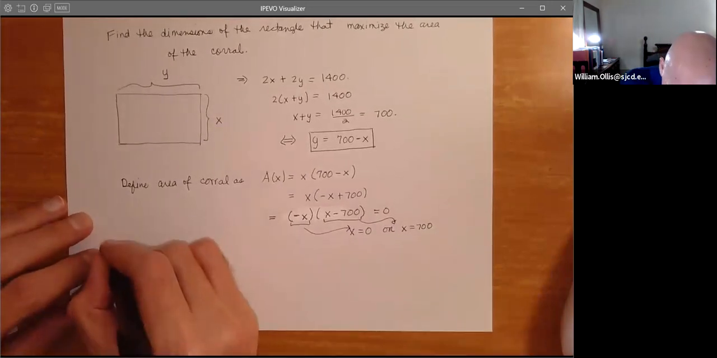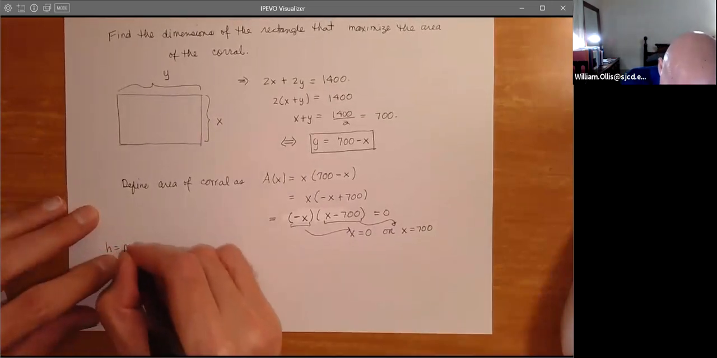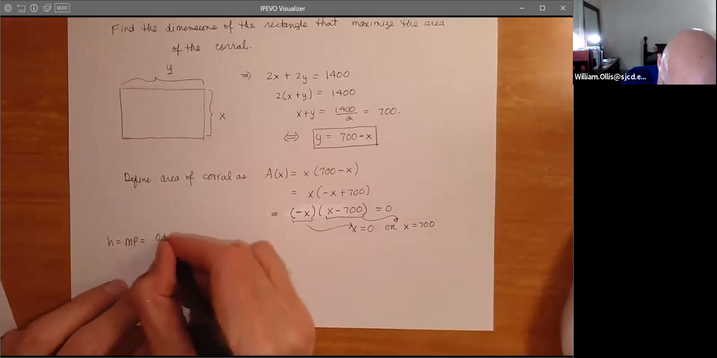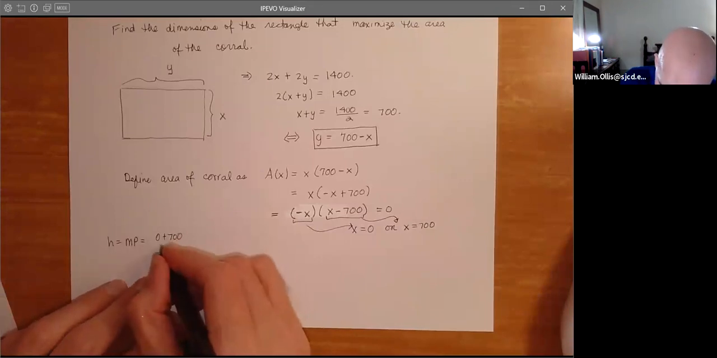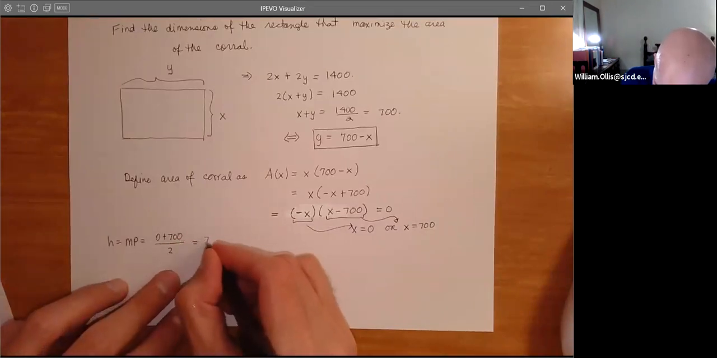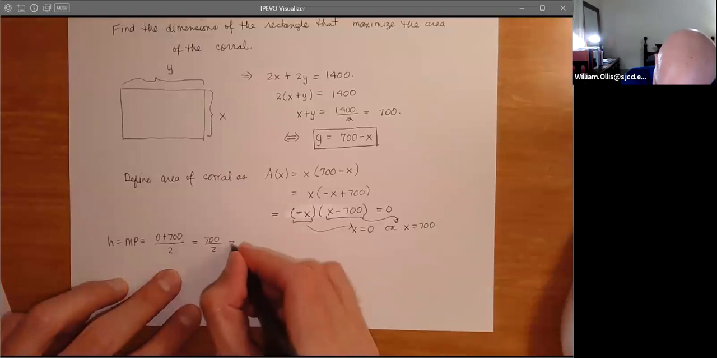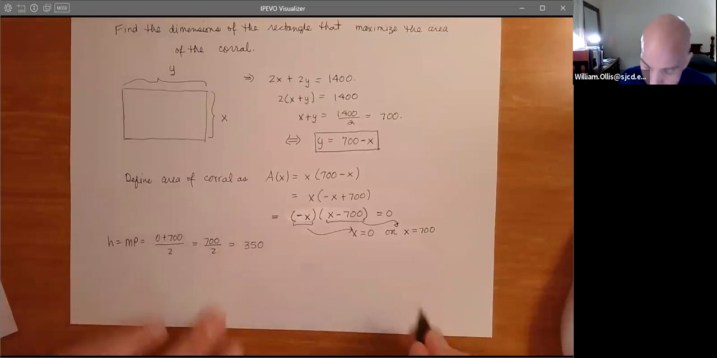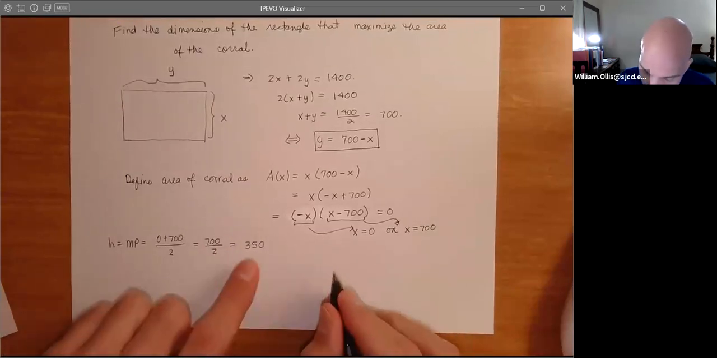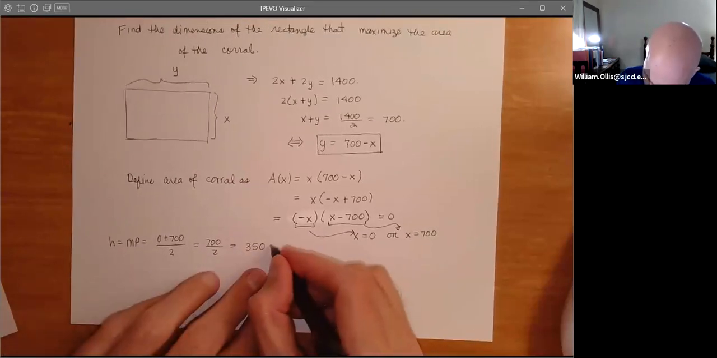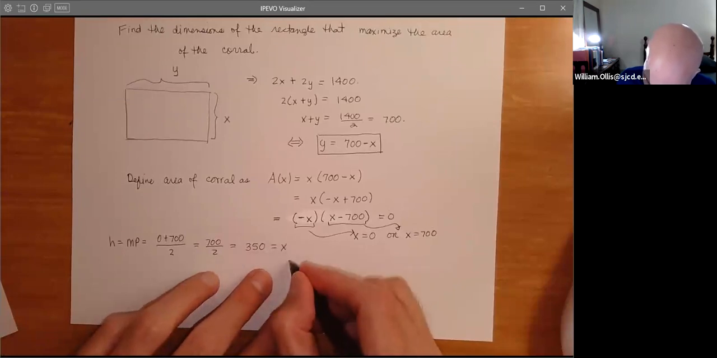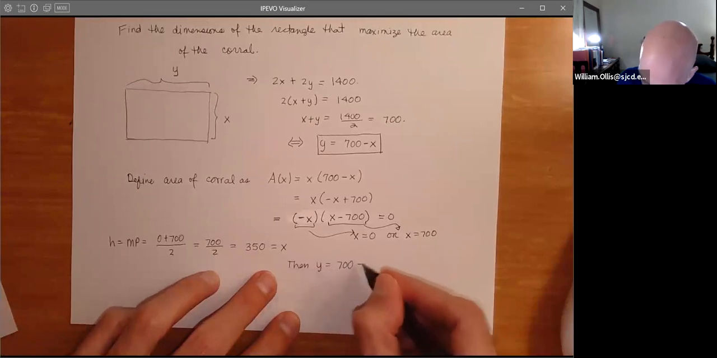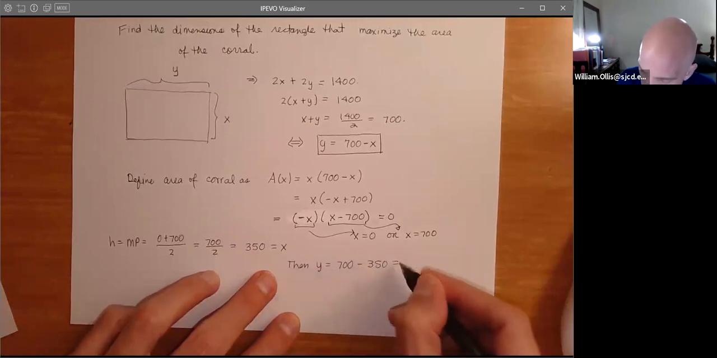So now the midpoint, H, will be the midpoint. So we have 0 plus 700 divided by 2. So this is 700 over 2. Okay, that'll be what, 35 with a 0? 350. And so now this is x or H. Then y is just 700 minus 350, again, which is what? 350.